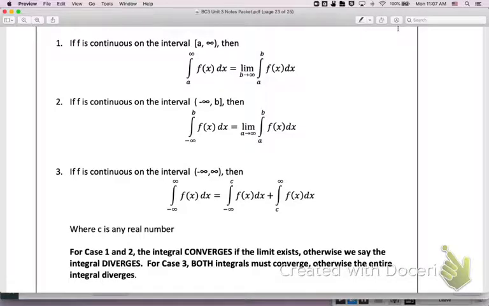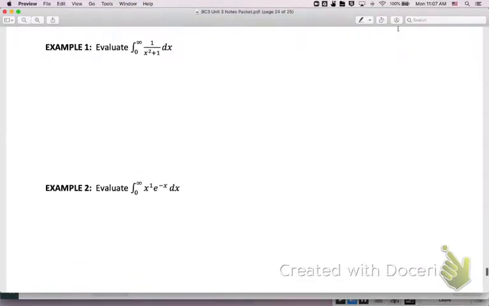For case 3, since you've got two separate integrals, you have to get two integrals that converge. Otherwise, if one of them diverges, then the whole integral is going to diverge. Now, the most important thing here is you must use limit notation. On the AP exam, if you do not use limits, if you simply evaluate by plugging in infinity, you will earn exactly 0 of the points possible. So we cannot let that happen. For example 1, we want to integrate from 0 to infinity of 1 over x squared plus 1 dx. The first thing we need to do is rewrite this using limit notation.